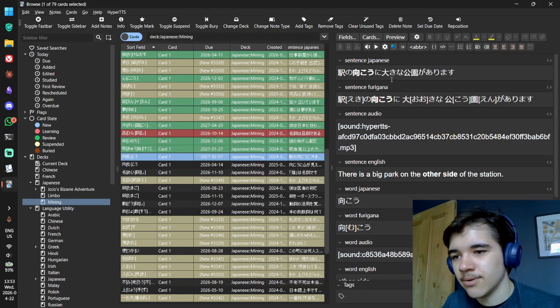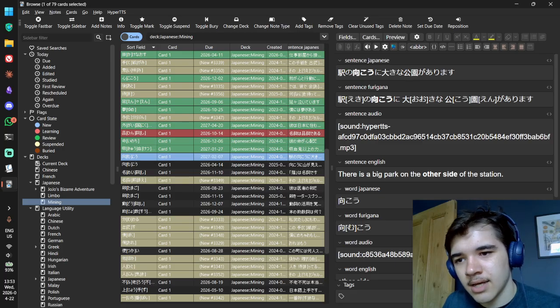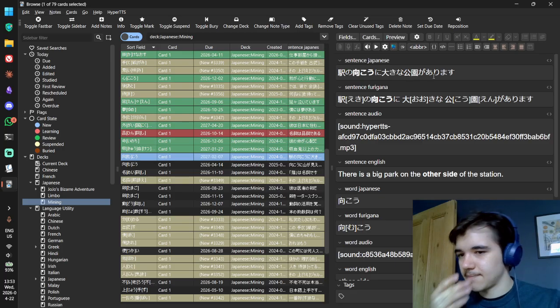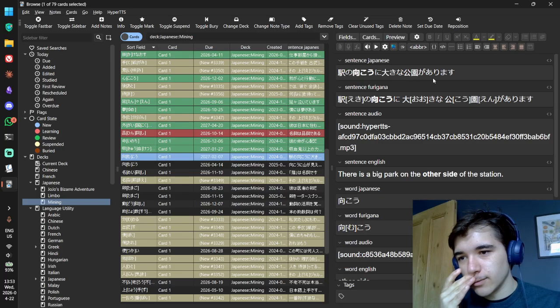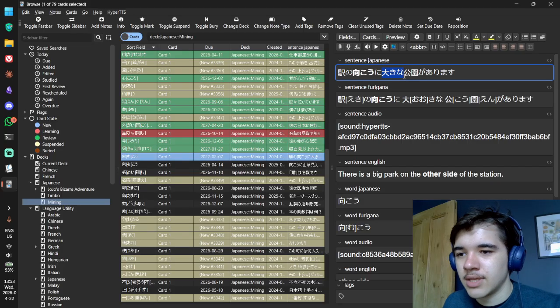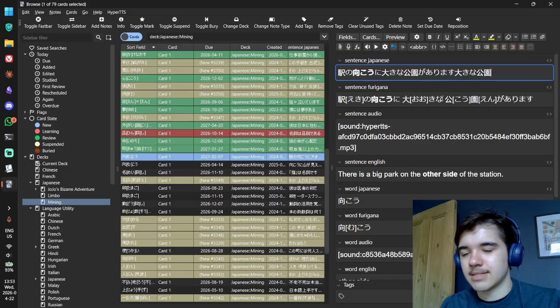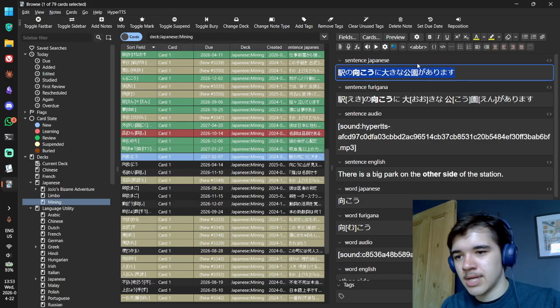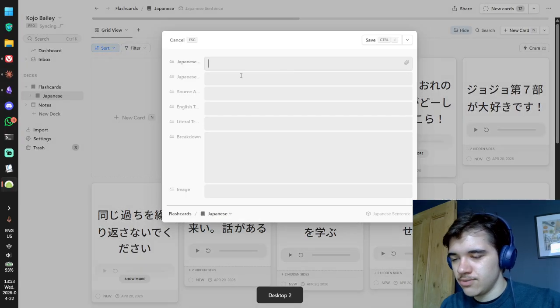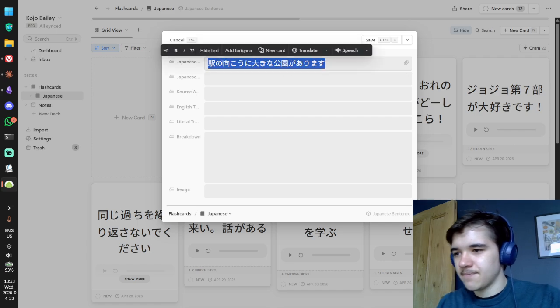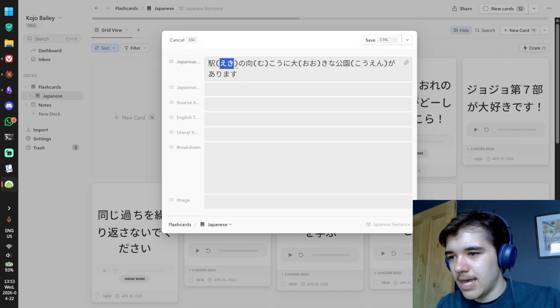Eki no mukou ni ookina kouen ga arimasu. So, eki no mukou ni ookina kouen ga arimasu. Okay, so that's a pretty useful sentence structure to use. So let's go ahead and paste that there. Add the furigana. Eki no mukou ni ookina kouen.